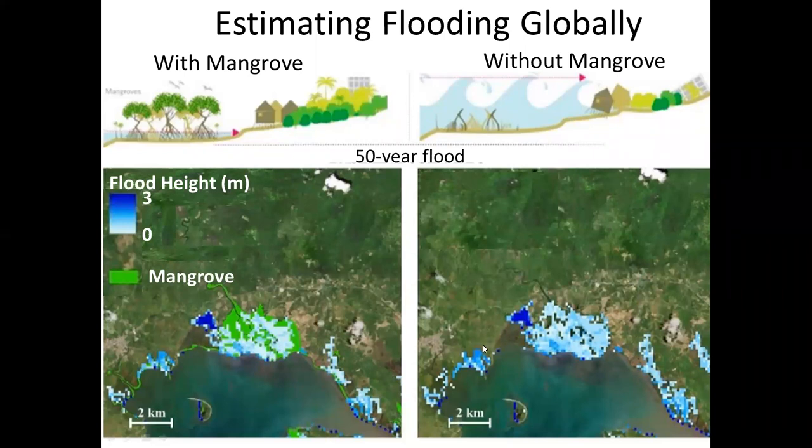We then remove the habitat and ask, how much worse is the flooding? Where is that flooding greater? Where is it deeper? And we do this same level of modeling for all 700,000 kilometers of coastline with mangroves around the world, more than 115 different countries and all the places across those countries, doing this scale of modeling to be able to estimate the benefits from mangroves for risk reduction.